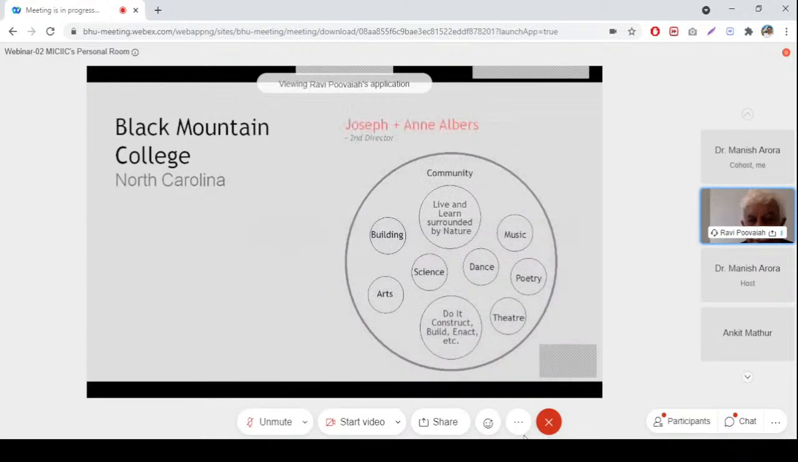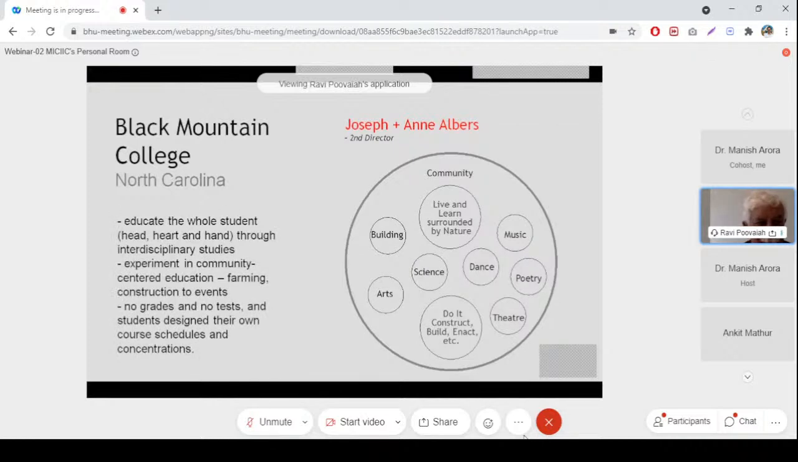And if you look at their curriculum, okay, it's very community based. It's very social. So building, living, they have to live there. Art, science, dance, music, poetry, theater, do it, construct, build, and act, etc. So they educated the whole student, not just his hands or head, but the heart also, head, heart, hand, through interdisciplinary studies. It's very community-based education. They even did farming in the school to get vegetables.